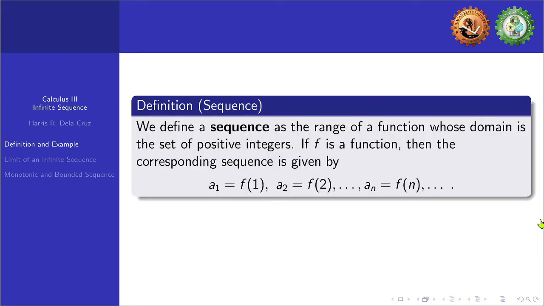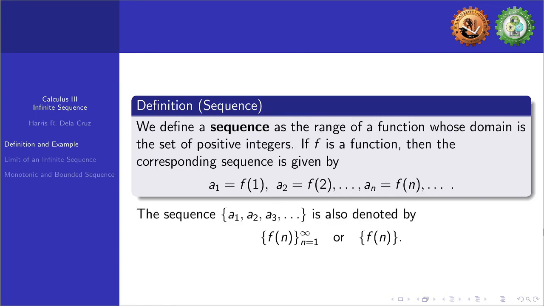Mathematically, we define a sequence as the range of a function whose domain is the set of positive integers. If f is a function, then the corresponding sequence is given by the values of the function evaluated at the set of natural numbers. We have a1 equals f of 1, a2 equals f of 2, and so on and so forth, or in general, a sub n is equal to f of n. a sub n is called the general term of the sequence, so f of n is the formula for the general term of the sequence.